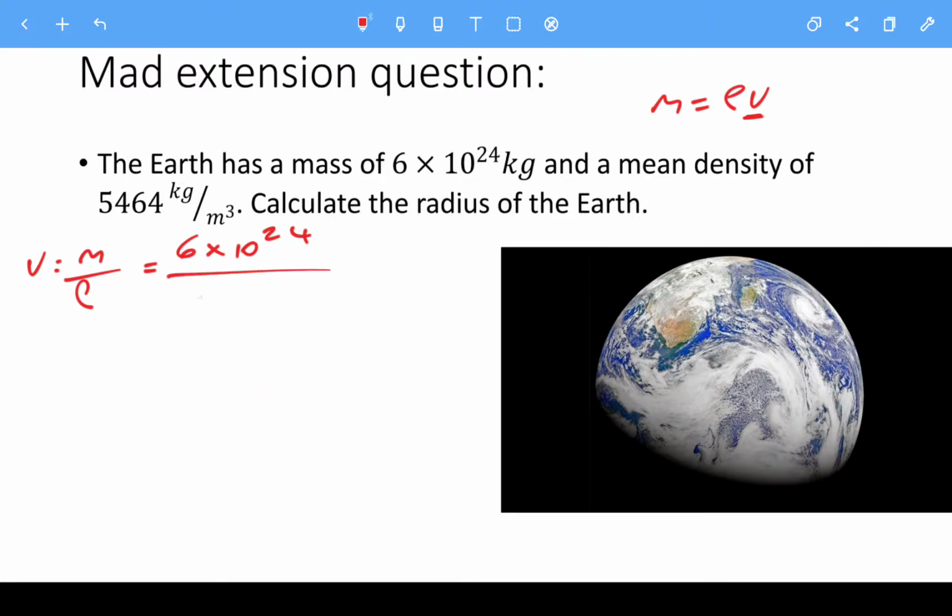Divided by the density, 5,464 kilograms per cubic meter. That gives a volume of 1.098 times 10 to the power of 21 cubic meters. Okay. So I'm going to make some room actually.